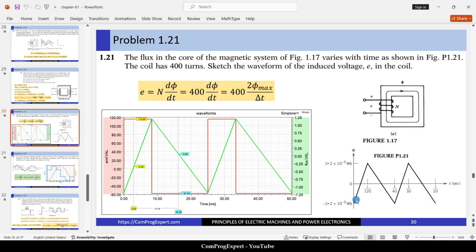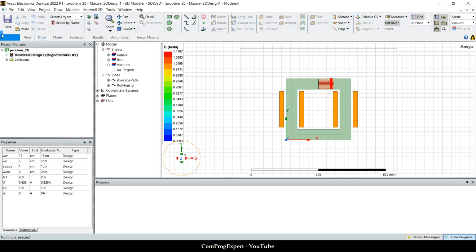Yes, because here the slope is higher, and here the slope is lower, the time span is higher, so we have a lower amount of induced voltage. So this is the point of this problem. Let's solve this problem using Simplorer. The problem is simple, but I want to show how you can use simpler elements to generate these graphs.